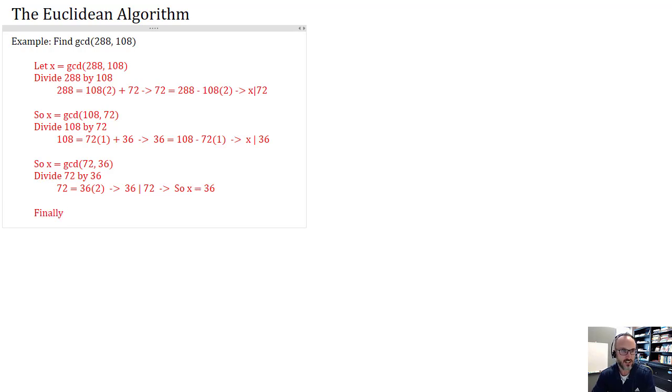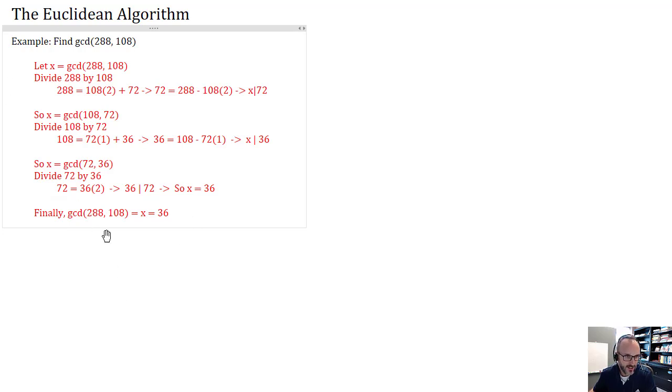And finally, since x is the GCD of 288 and 108, we know that that answer is 36. 36 is the greatest common divisor of 288 and 108, and we did not have to find any prime factorizations to get that.